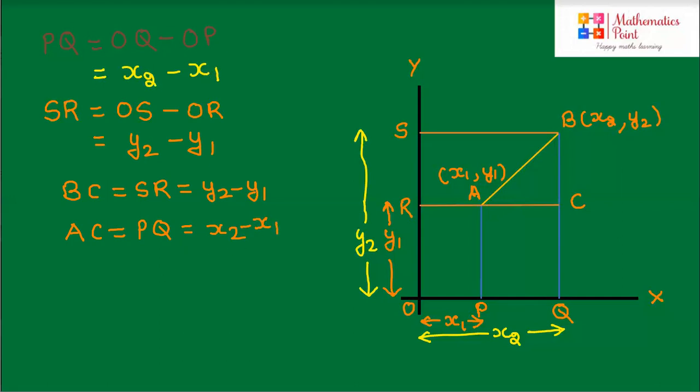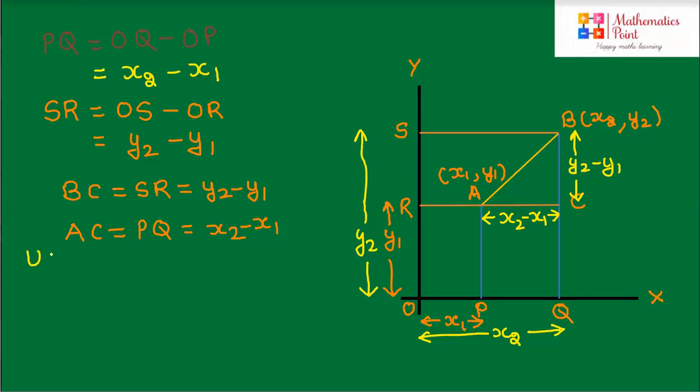Let us mention these distances in the figure. So what is this distance? This is x2 minus x1. And what is this distance? It is y2 minus y1. Now, you can see that the triangle ABC is a right angle triangle. So that means we can find the hypotenuse, that is AB, of this triangle using the Pythagoras theorem.